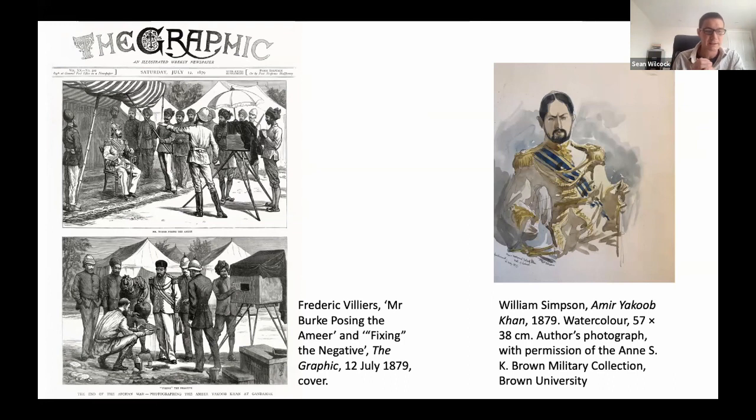We find a fixing solution being poured over the glass plate negative, and it's running over this nascent image which we can't actually see. The portrait itself is invisible. There's a kind of blind spot at the center of this scene, but it highlights the temporality, the time taken to produce a photograph in a way that I think makes this scene what W.J.T. Mitchell would refer to as a meta picture.